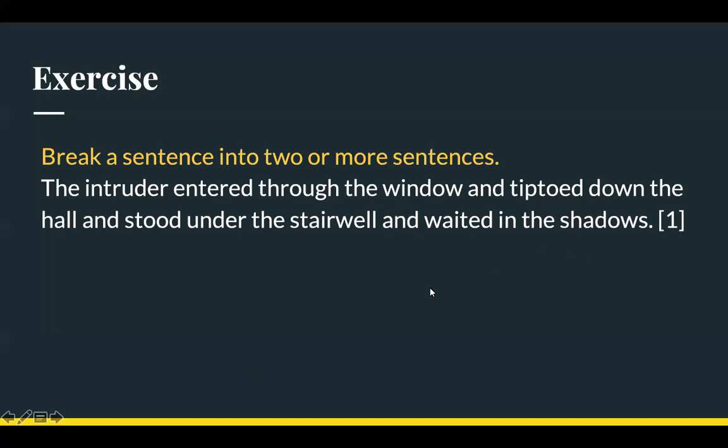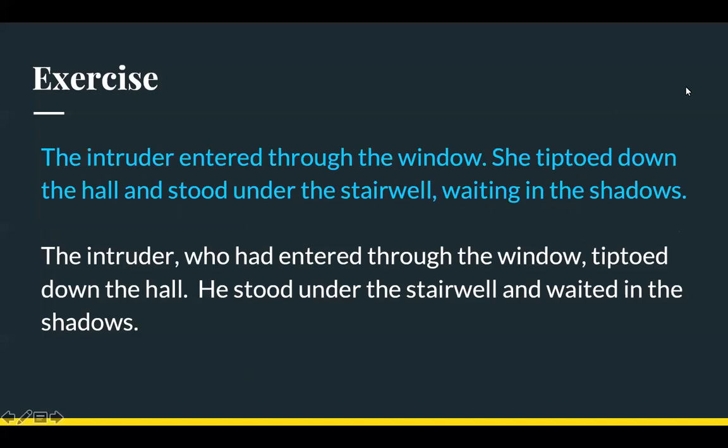So all right. So here are some responses. So the first one breaks the sentence into two sentences. It says the intruder entered through the window. She tiptoed down the hall and stood under the stairwell, waiting in the shadows. The second one, I think it's similar to the one that most people posted. The intruder, who had entered through the window, tiptoed down the hall. He stood under the stairwell and waited in the shadows.